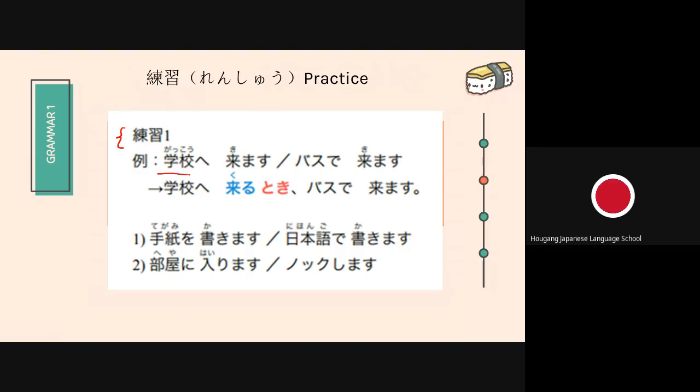Two sentences: 学校へ行きます, go to school. バスで行きます. You want to combine the two sentences. Do this.